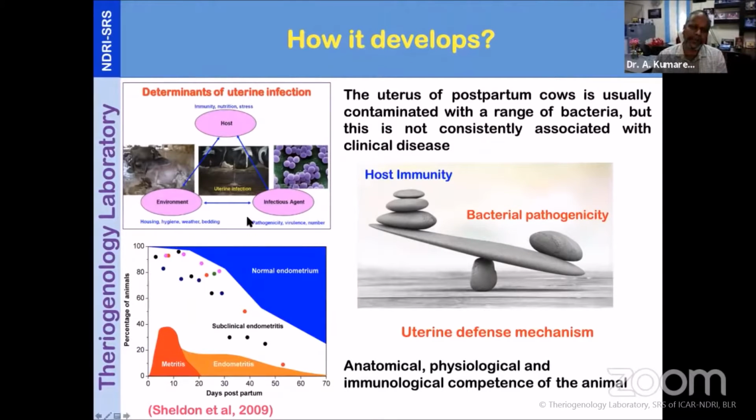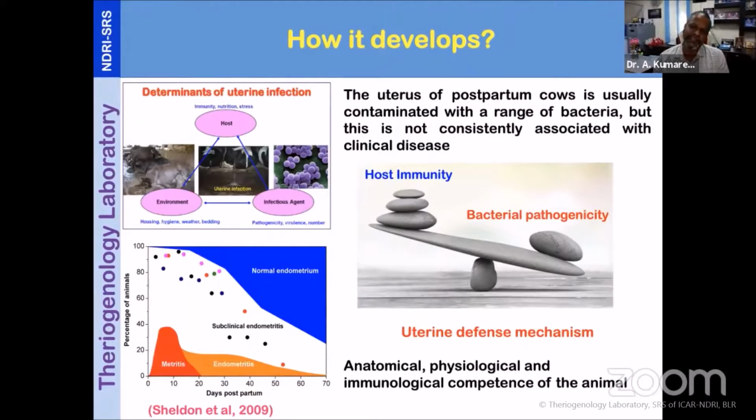It is the interplay of three important events. It is not just that the bacteria gets in, establishes itself in the uterus and then leads to uterine infection. It is not so. So the first is the host. If she allows that bacteria to colonize, then only the infection will occur. Why she allows or does not allow depends upon the animal's immunity.